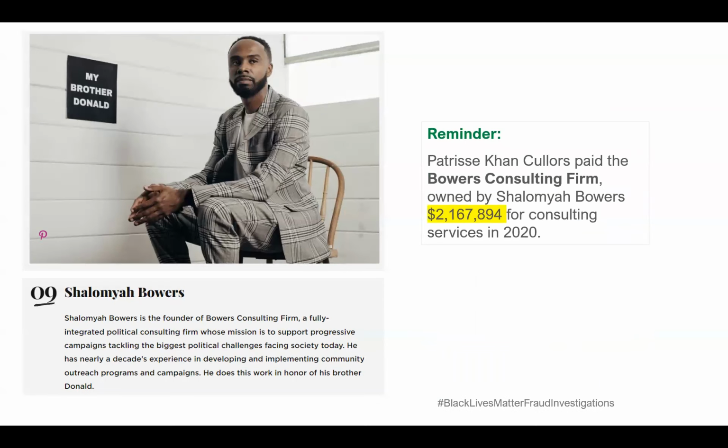Reminder, Patrice Concoulous, who was the only board member in 2020, the only executive in 2020, paid the Bowers Consulting Firm, owned by Charlamagne Bowers, $2,167,894 for consulting services in 2020.